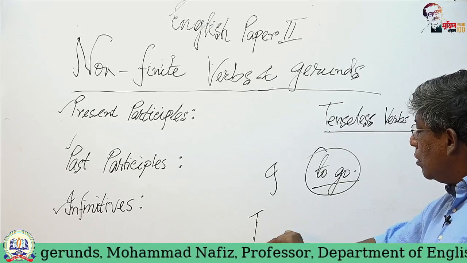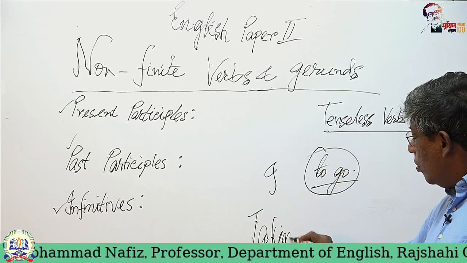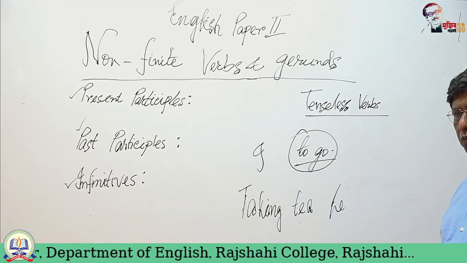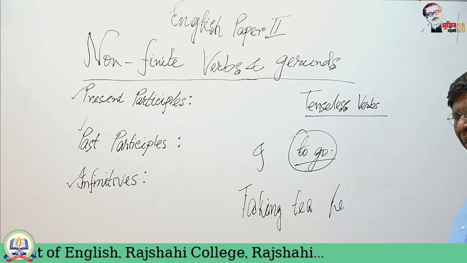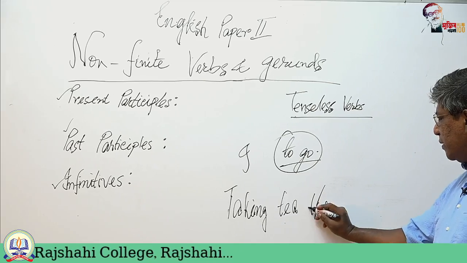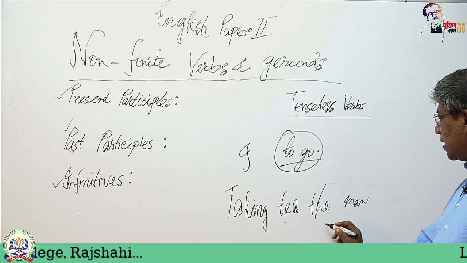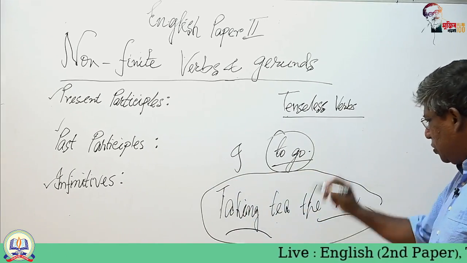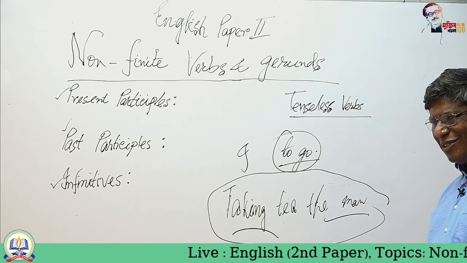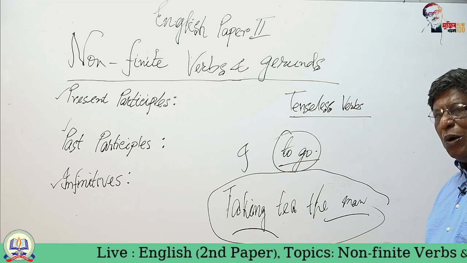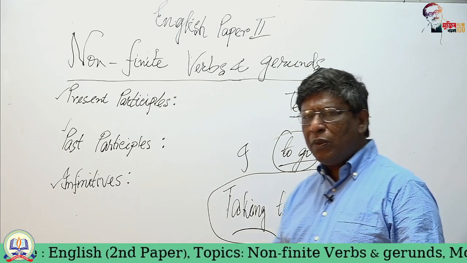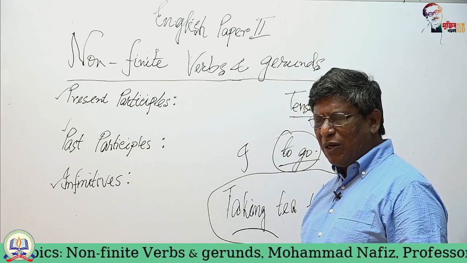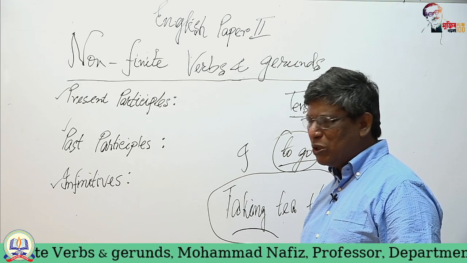Taking tea, he. This also does not make a complete sentence. Taking tea, the man. We have the subject, we have a non-finite verb, but this is simply a present participle phrase. This is neither a clause nor a sentence, and therefore it cannot make a complete sense. Without the use of at least one finite verb, the sense is not completed, and thus non-finite verbs always depend on the finite verbs in the clauses they are used in.